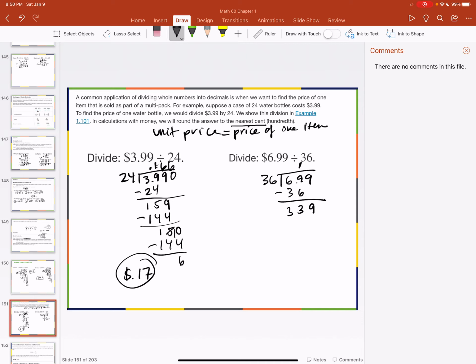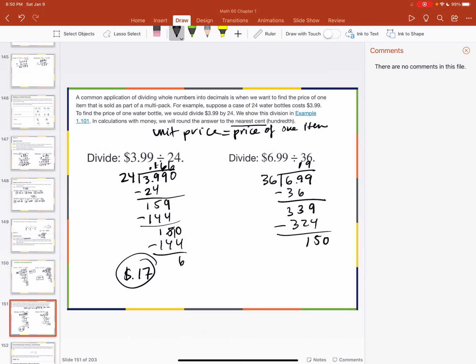36 goes into 339 how many times? Well, it's very close to 339, so let's try 9. 36 times 9 gives me 324. So 324, and we subtract that. So this is 15, 1. We bring down a 0.